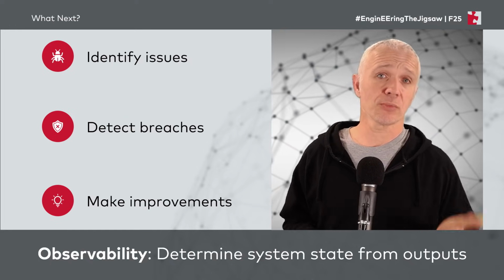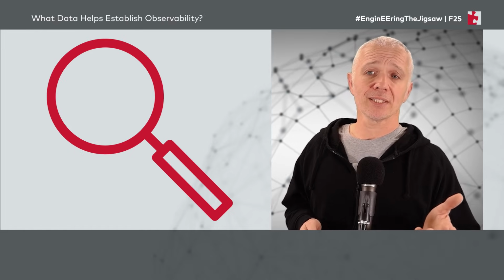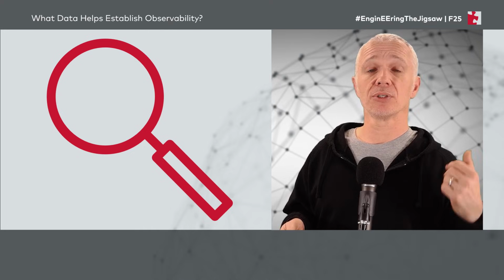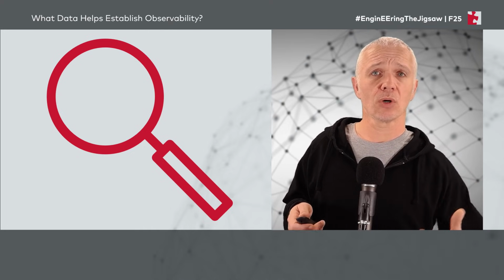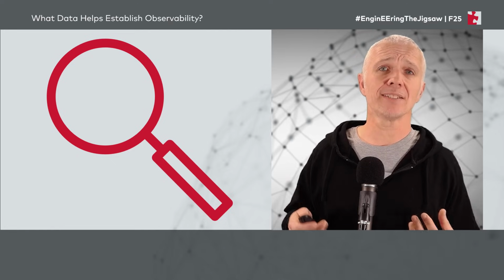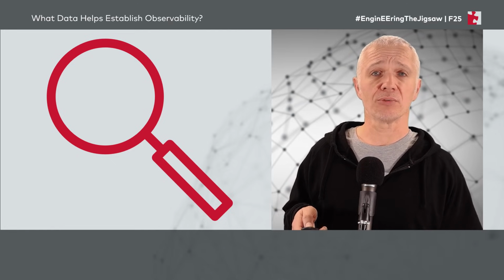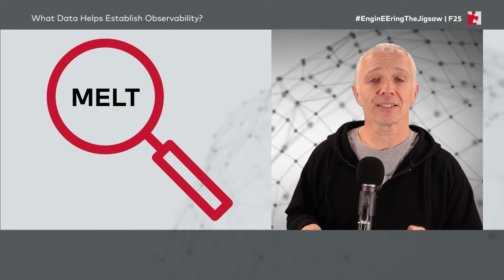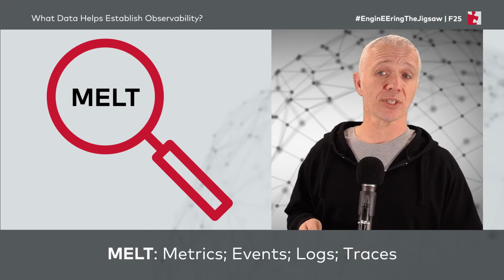So how do we get observability? Where does it come from? Well, observability is based on data. As I've already said, maybe the inputs, maybe the outputs of a system. How can we process these though? What information do we need to obtain? Well, there's a convenient abbreviation, which is MELT, M-E-L-T. And this stands for metrics, events, logs, and traces.